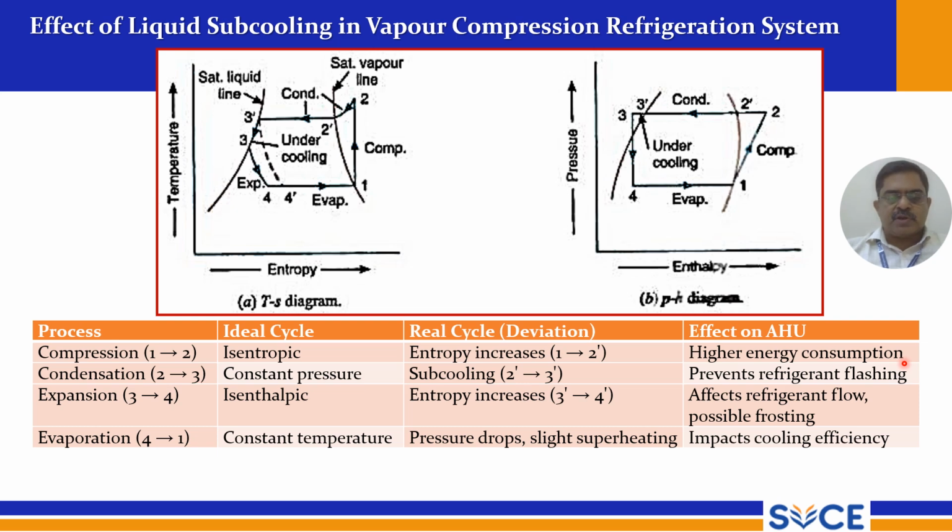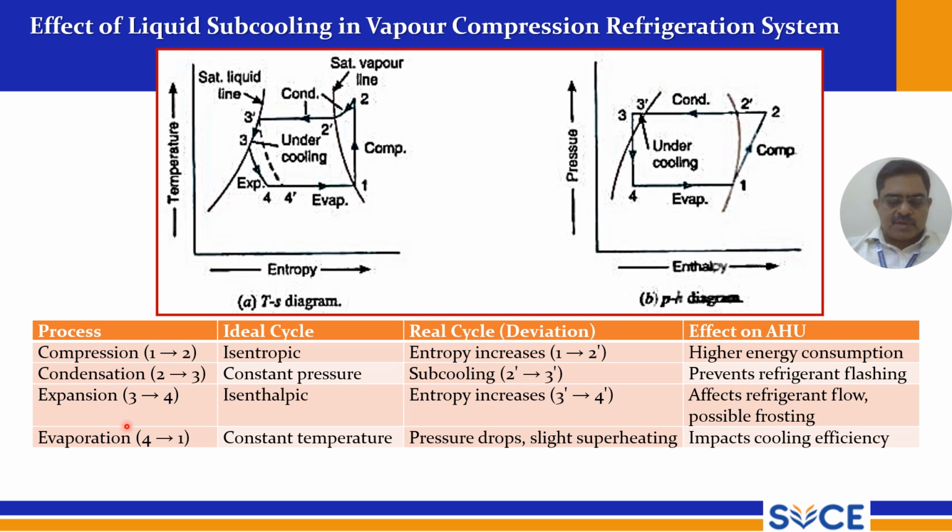So from 1 to 2 dash, entropy is getting increased, and this is the higher energy consumption taking place in the actual system, in actual implementation. In the condensation process 2 to 3, in the ideal cycle it is a constant pressure process, but in the actual process, it is a subcooling process 2 dash to 3 dash, and it prevents refrigerant flashing. So that is the subcooling advantage here, and that is the effect in a practical situation.